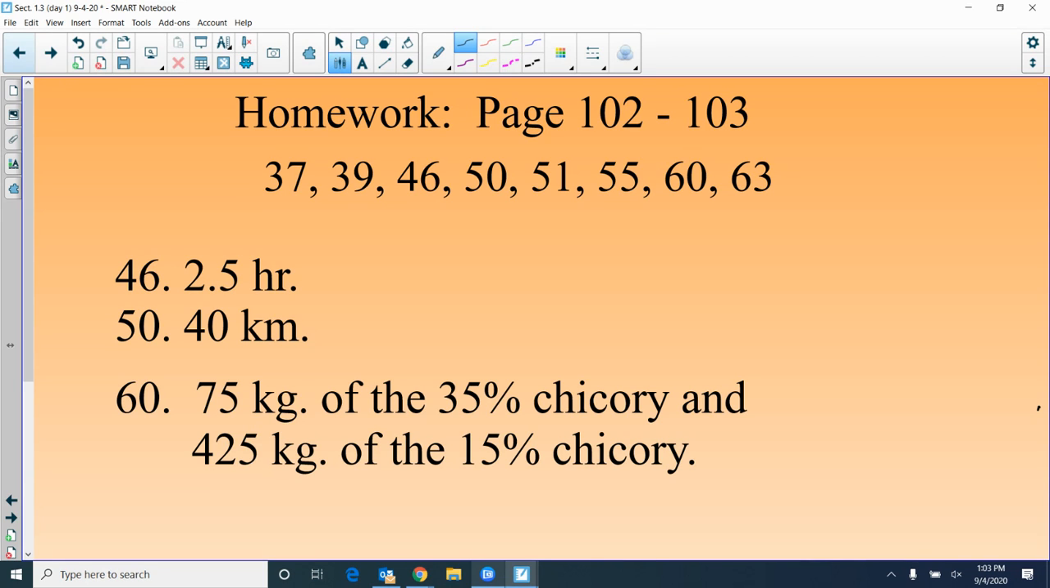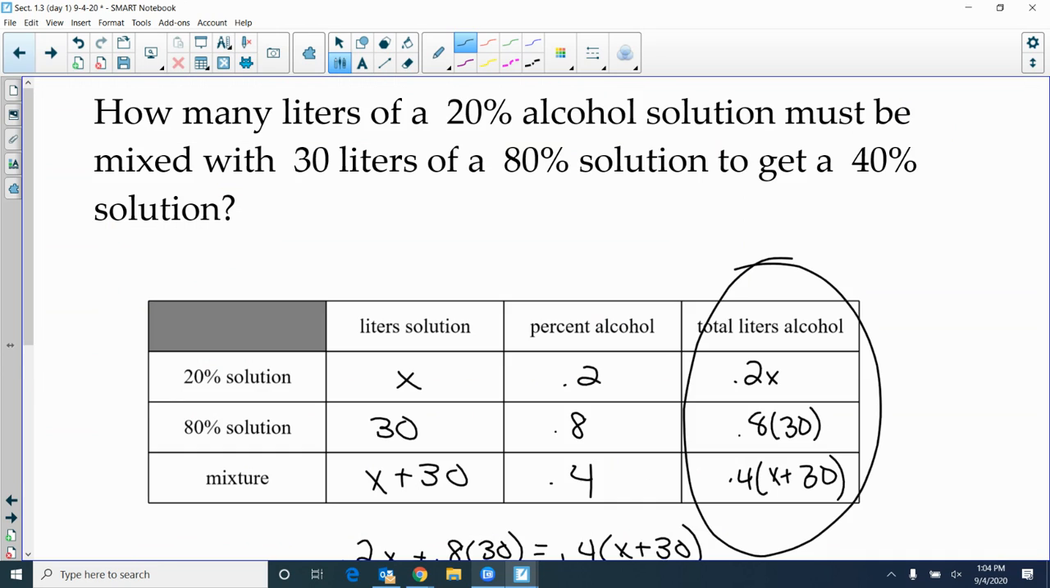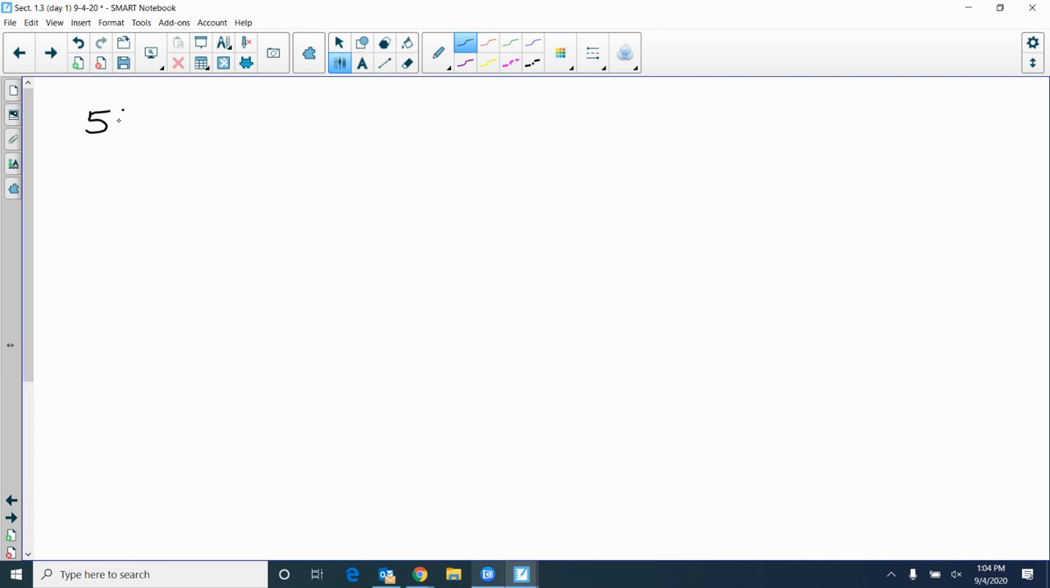All right, 60. I'm not going to go through 63 because it's pretty similar. If you still get stuck, come see me. Let's definitely take a look at 50. Okay, and then I'll set up 51 and 55. 50 is the riding your bike one.